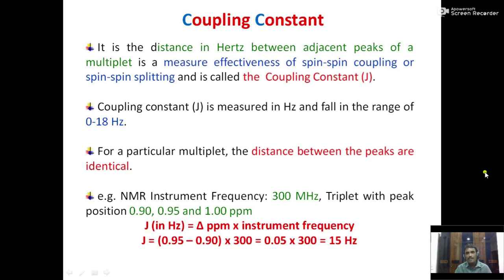Here I have taken one example. Suppose you have recorded your NMR spectrum on an instrument of 300 megahertz frequency. You are getting a triplet whose peak positions are 0.90, 0.95 and 1.00 ppm. So the coupling constant J in hertz is equal to delta in ppm times the instrument frequency. You can take the difference in the peak positions, 0.95 minus 0.90, which is 0.05, and multiply that difference by the instrument frequency, 300, so you will get 15 hertz. Simple thing.